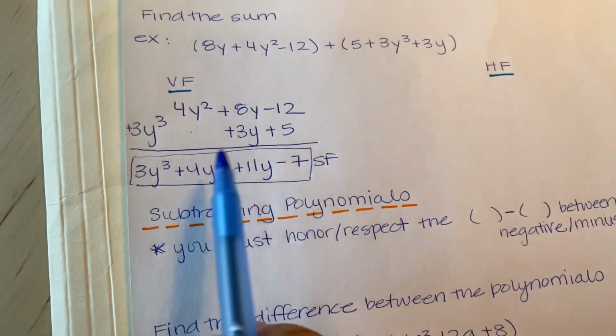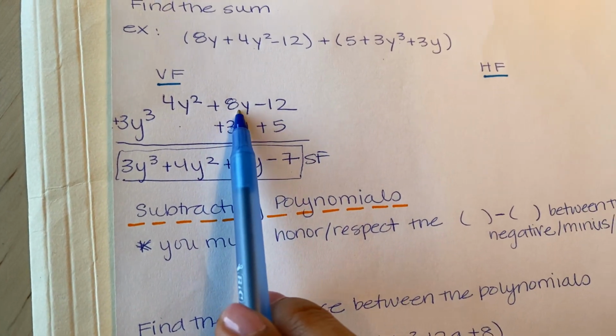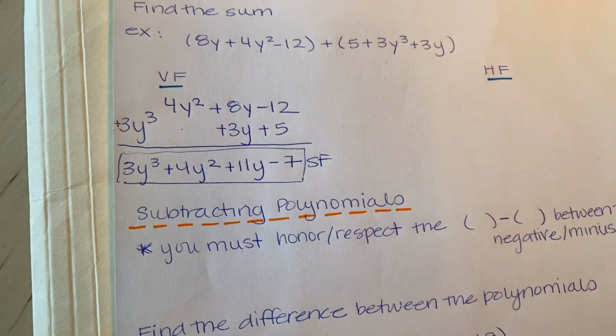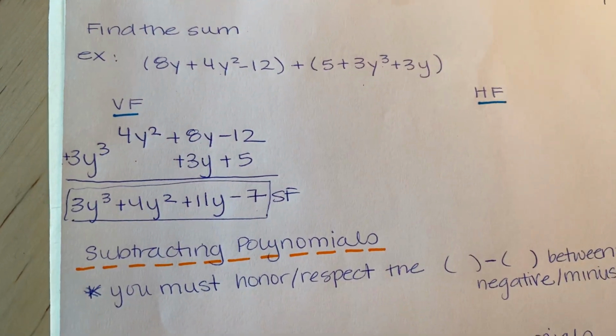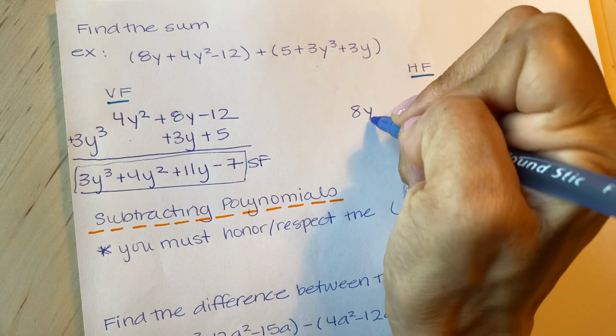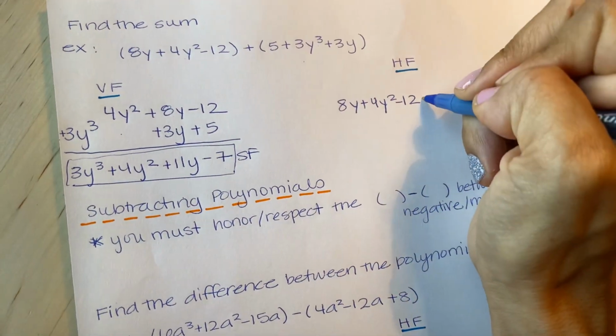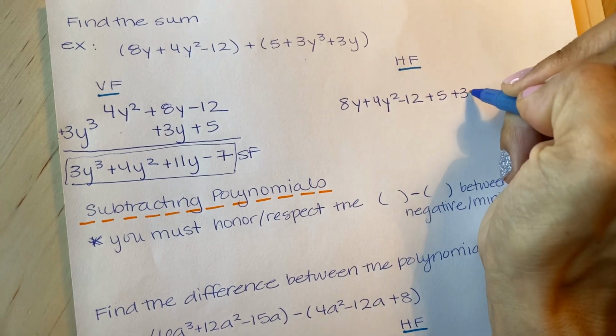Okay, and remember, do not alter. This is why y is not y squared. All right, when you're adding and subtracting, you only alter the coefficients. Okay, horizontal format. Again, you just drop the parentheses, the grouping symbol, and go ahead and write it horizontally in a straight line.